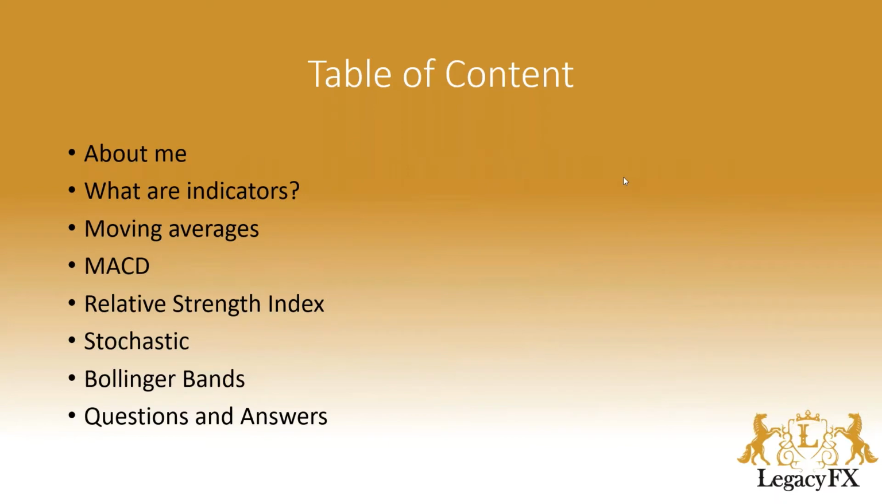Right, so what are we going to discuss today? Well, I'll quickly introduce myself to the ones that haven't joined us before. I'm going to quickly touch on what exactly indicators are, how they work, and what different types we have. And then we're going to discuss 5 different ones specifically: moving averages, the MACD, relative strength index, stochastic, and Bollinger Bands. At the end, obviously, we're going to have a Q&A as is custom, and then we'll just go from there.